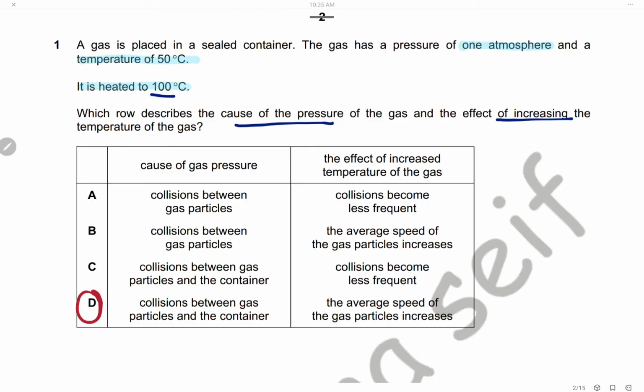Of course, the cause of the pressure is the number of gas particles that hit or collide with the wall of the container. So it is not the collision between the particles, it is the collision between the particle and the wall of the container. So we will choose collision between the gas particle and the container. And the effect of increasing temperature of the gas, by increasing temperature, the kinetic energy will increase and the gas particle will move faster. So here the average speed of the particle will increase, and so the answer will be D.